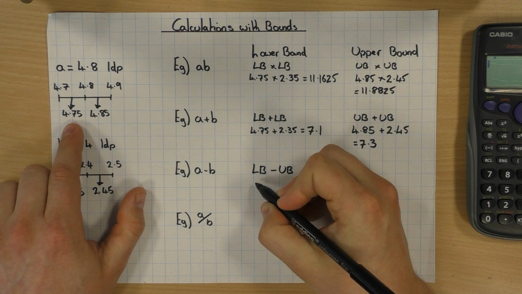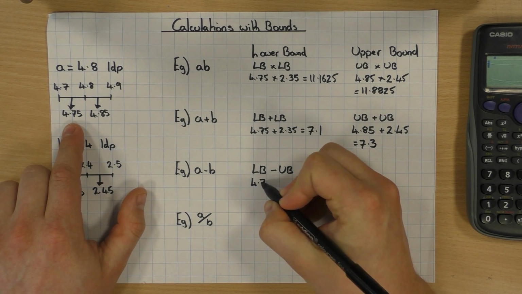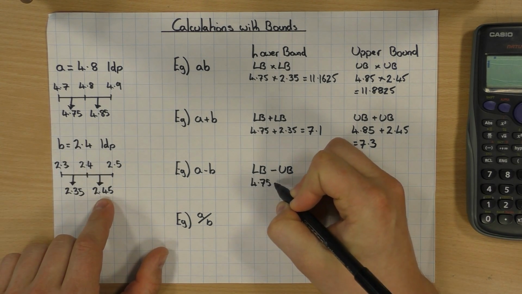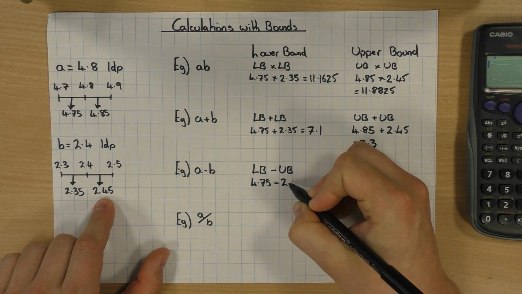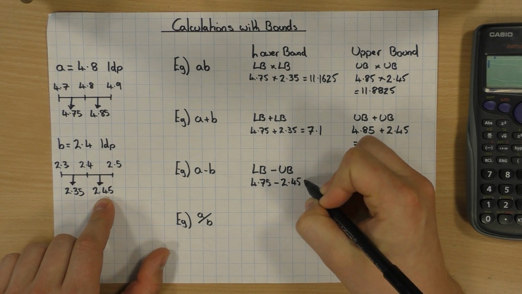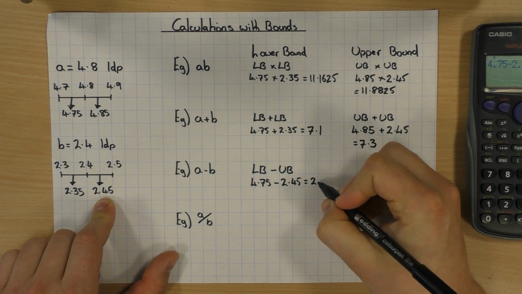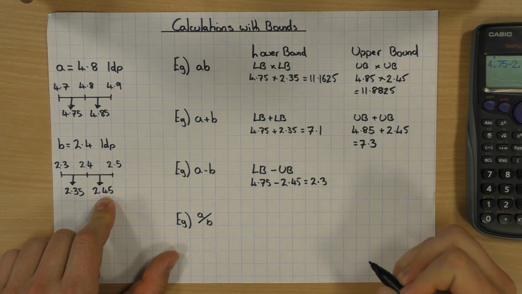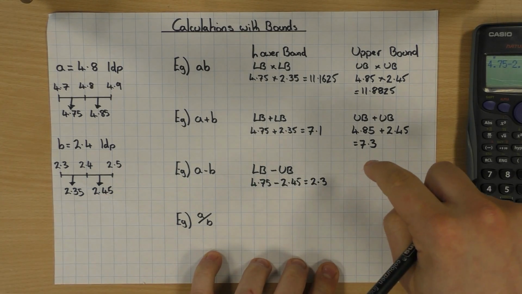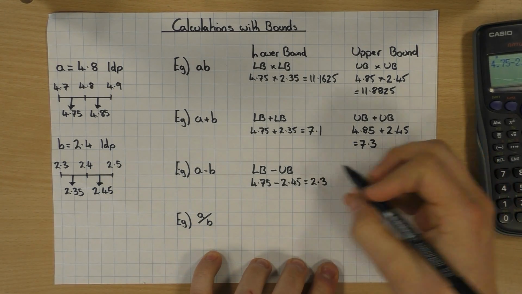So in which case the lower bound for A was 4.75 minus the upper bound of B, which is 2.45. So again, let's do that. 4.75, take away this time 2.45, 2.3.